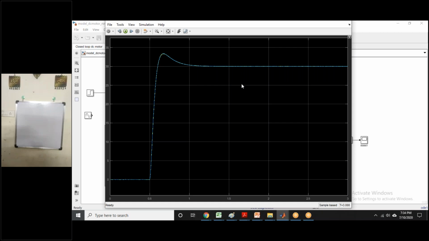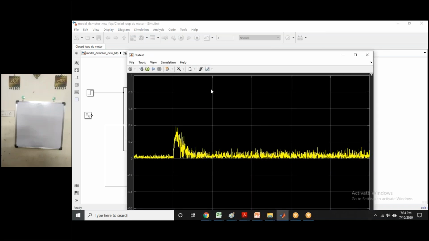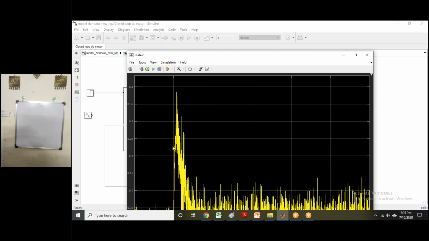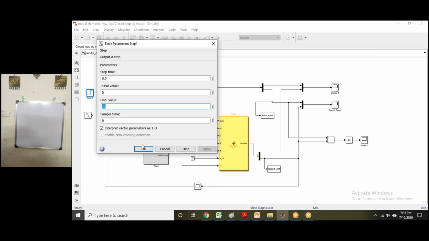If the sensor for speed is not available, and I am using only the current information like this, and I use the estimation, then what I'm going to see is this is from the plant and this is from the estimator. I'm going to compare what is happening, and this is actually the absolute value of the error. You can see that error is going up to 0.35, whereas my input here is 30.